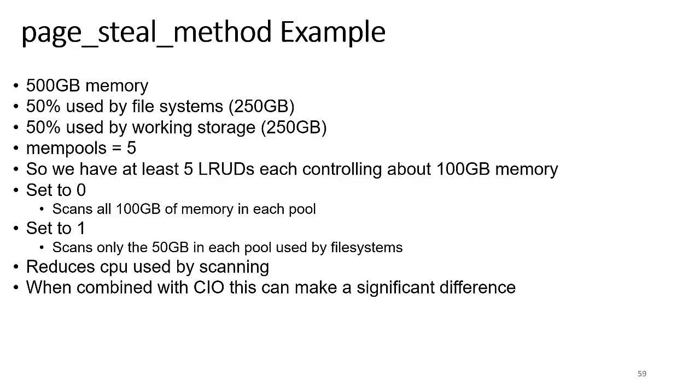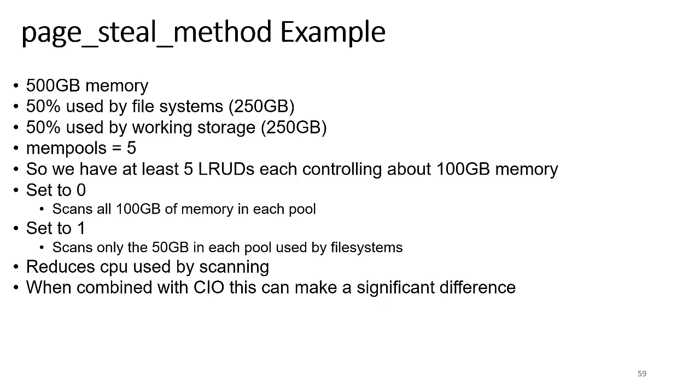So if I use this as an example, I have 500 gig of memory and I'm doing easy math, and 50% is file systems, 50% is working storage, and I have 5 memory pools. So I have at least 5 LRU daemons, 1 per memory pool, each controlling about 100 gig of memory. If I have the page-replacement method set to 0, I will scan all 100 gig of memory in every pool.